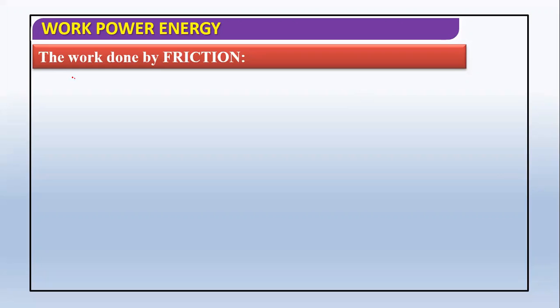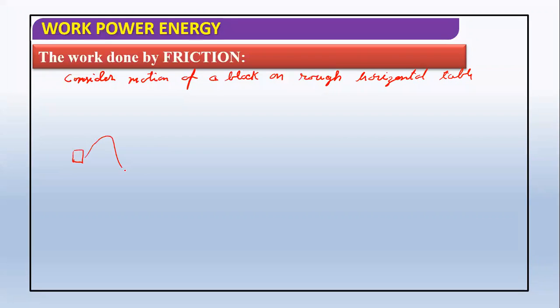So consider motion of a block on a rough horizontal table. Suppose the block was here and it was moved like this and it is finally here. So the block is moved from position A to position B.